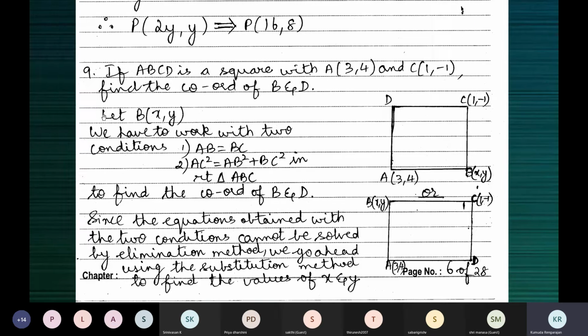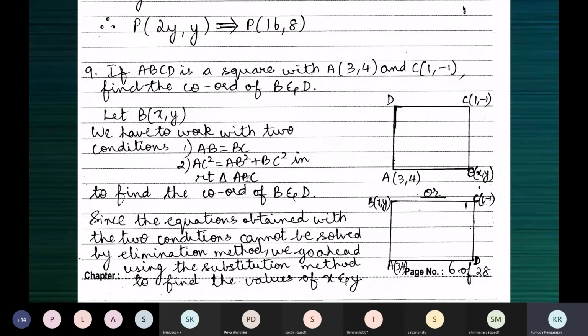Now see here, all this, children, I've just written for your reference. You don't have to write all this. It's just for you to understand. So let the coordinates of B be x comma y. Now what you have to work, I've written. You need to work two conditions. AB is equal to BC.